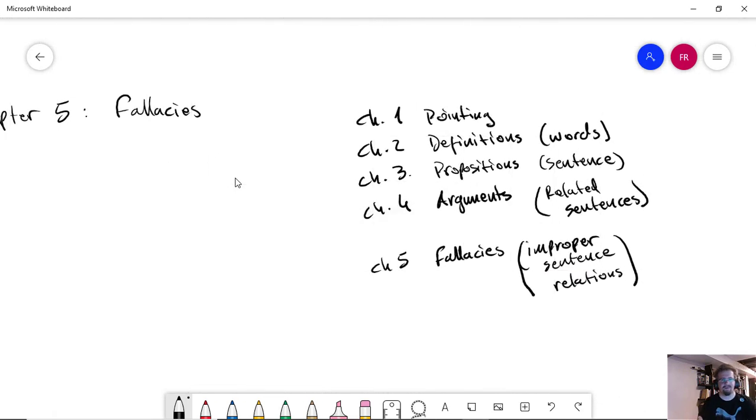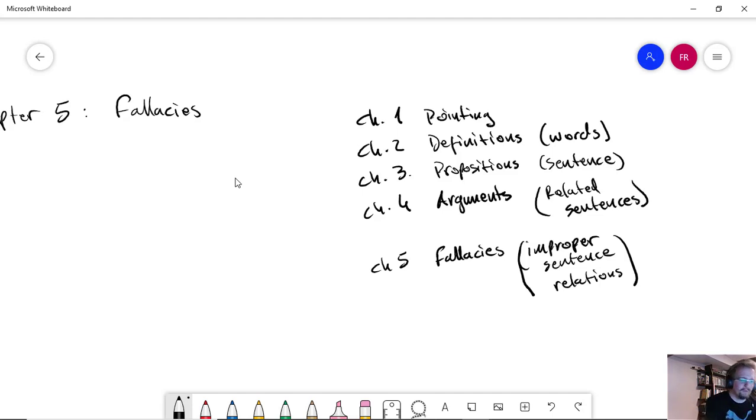Let's refresh what we did just prior. We were looking at these 4 previous chapters. In Chapter 1 we learned about pointing out things so that we can actually focus on some particular thing. In Chapter 2 we did definitions, so in other words we sort of formed words. In Chapter 3 we did propositions, putting those words into a sentence. In Chapter 4 we did arguments, which is setting up sentences so that they're related to each other in a particular way. And finally, Chapter 5 is about fallacies, which is improper sentence relations. So at the end of this we should have a pretty decent sense of how things do and don't work.